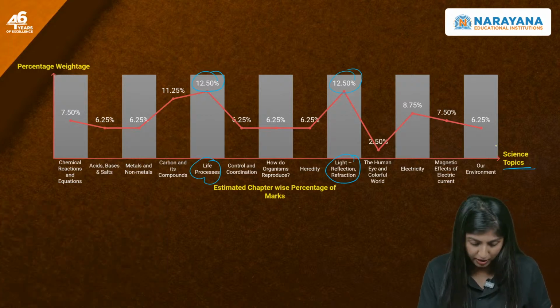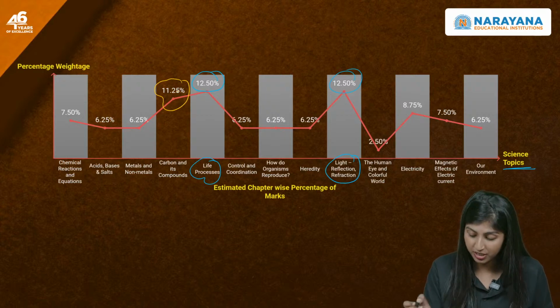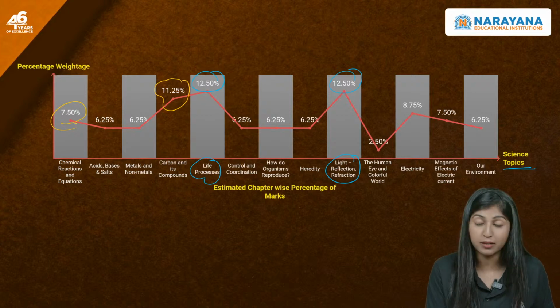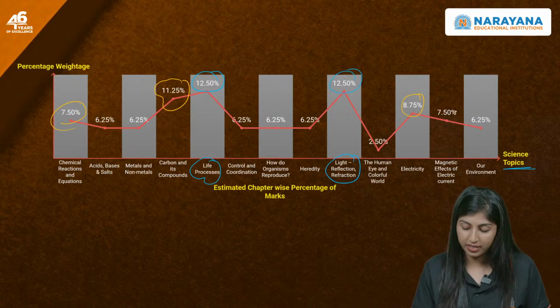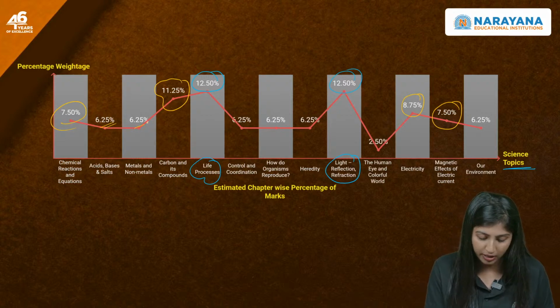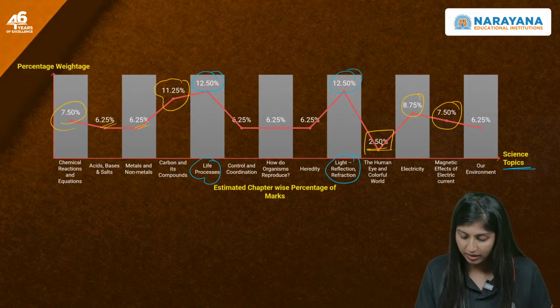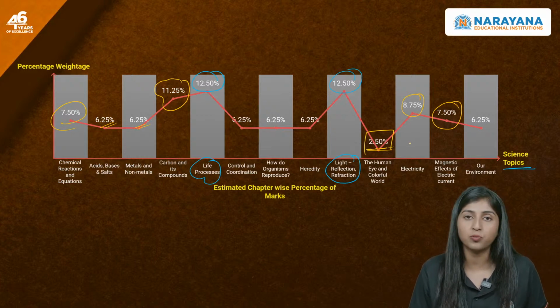Then we have 11.25%. So here we have carbon and its compounds, so chemistry here. Then the other important topics include chemical reactions and equations carrying 7.5%, electricity carrying 8.75%, and magnetic effects of electric current carrying 7.5%. Rest all the chapters carry around 6.25%, and human eye and the colourful world has got a very low weightage in the sample paper, of around 2.50%.